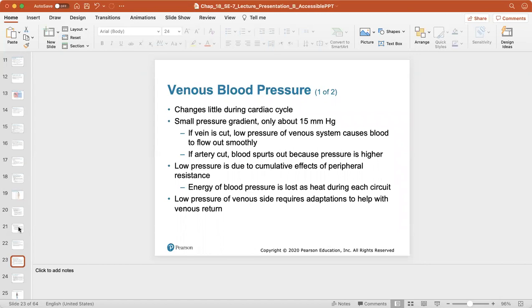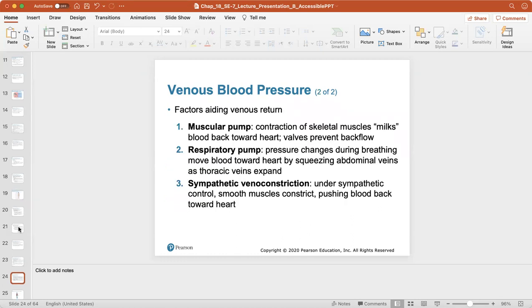Low pressure on the venous side requires adaptations to help with venous return. Factors aiding venous return, meaning blood flow back to the heart, are the muscular pump, which is the contraction of skeletal muscles that milks the blood back toward the heart, and the valves preventing backflow. The respiratory pump: pressure changes during breathing move the blood towards the heart by squeezing the abdominal veins as the thoracic veins expand. And then you have sympathetic venoconstriction. Under sympathetic control, smooth muscles constrict, pushing blood back towards the heart.